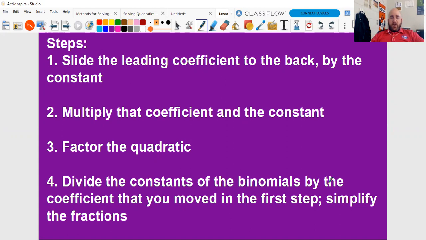Divide the constants of the binomials. So you're going to get your 2 binomials. The constants that are here, you're going to divide by the coefficient that we moved in the first step. And it's going to look like fractions. So if we moved a 5, we're going to do 5, 5. So we're going to have 2 fractions, and we need to simplify those fractions, whether it's straight up dividing or reducing the fraction. If I have a fraction that doesn't divide evenly, there's one extra thing that we have to do, but let's look at a couple examples to explore that.